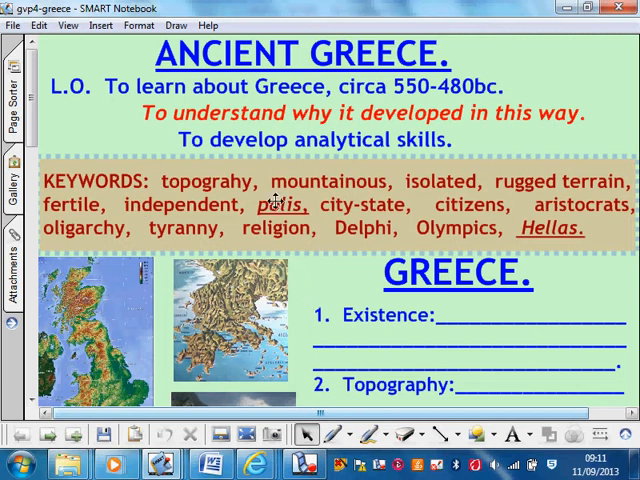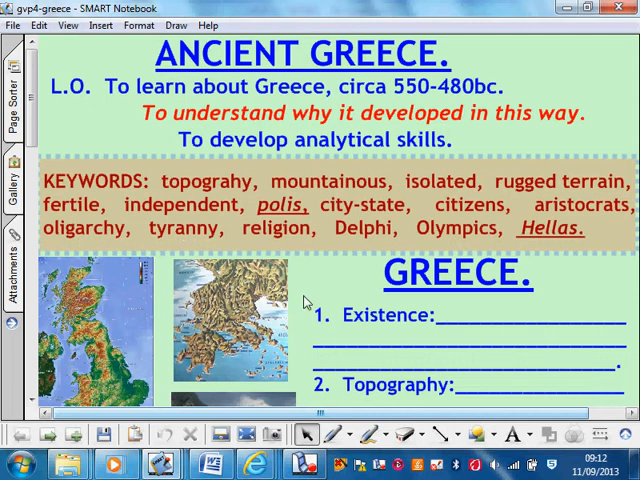Polis, in italics here, is a Greek word. It means city-state. We'll talk about it in a minute. Greece was divided into lots of polis, city-states. Citizens, if you live in a city, you're a citizen. Aristocrats, rich and posh people who are in charge. Oligarchy, when a collection of aristocrats rules a place together, when the rich and the powerful get together and run a place, it's called an oligarchy.